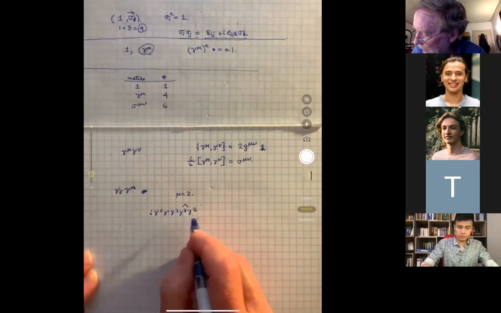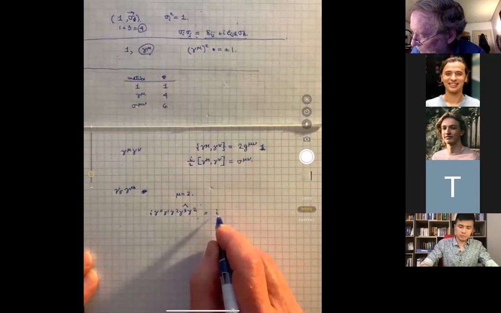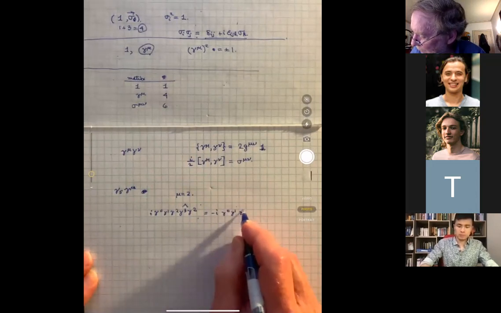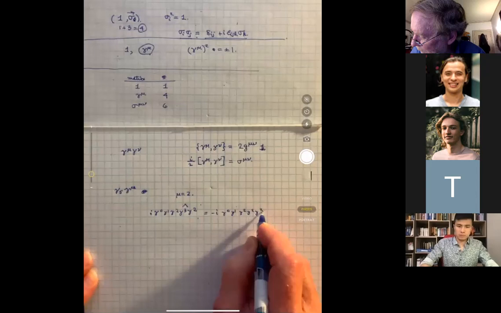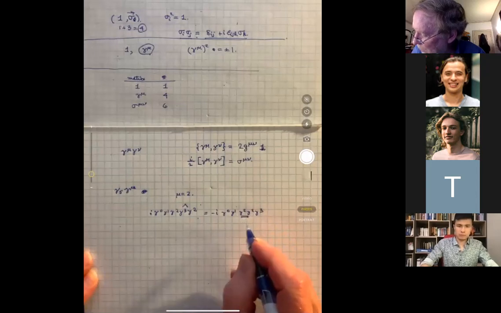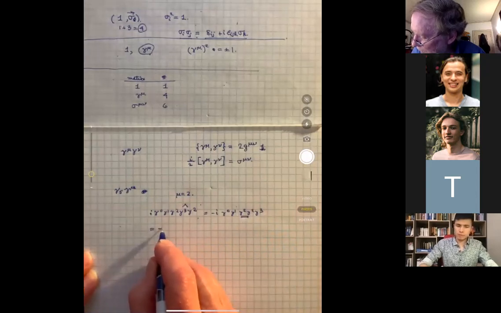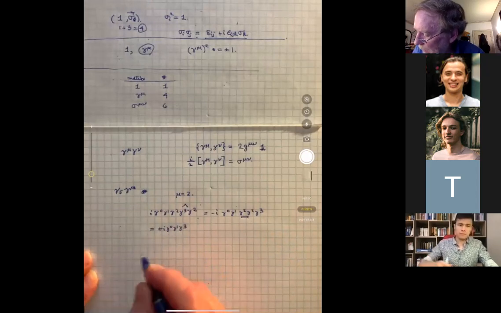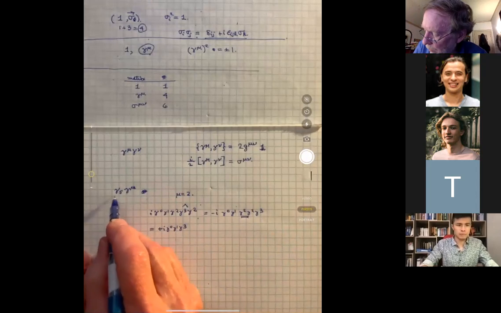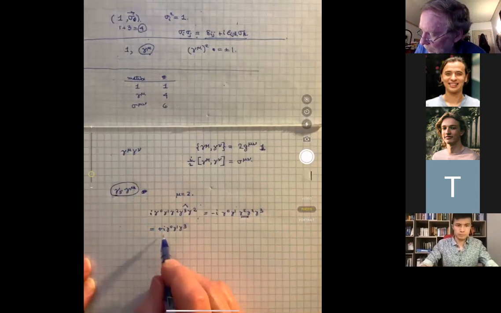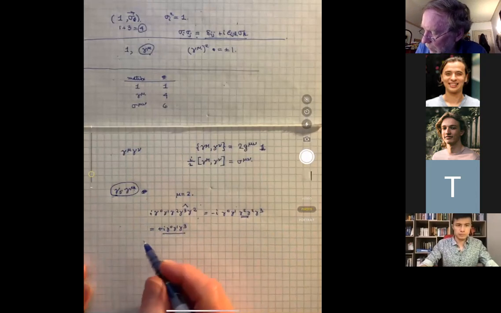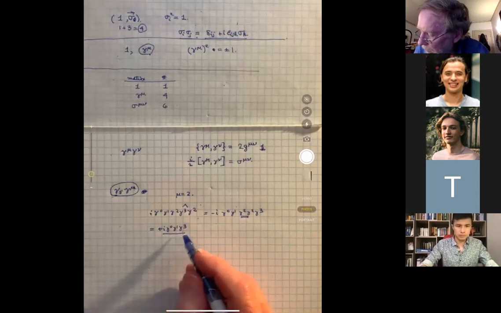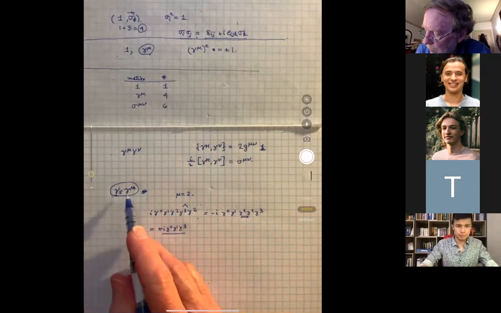If I anti-commute the gamma 3 and gamma 2, I get minus i, gamma 0, gamma 1, gamma 2, gamma 2, gamma 3. But gamma 2 squared is minus 1. So this becomes plus i, gamma 0, gamma 1, gamma 3. And this is an example which shows you that gamma 5 times gamma mu is actually a monomial of degree 3 in the gamma matrices.